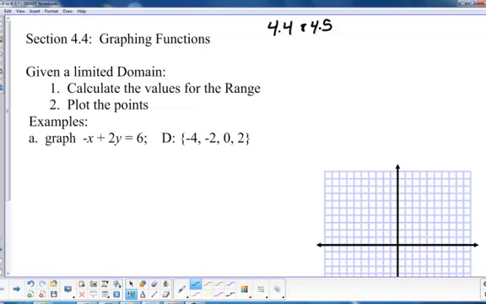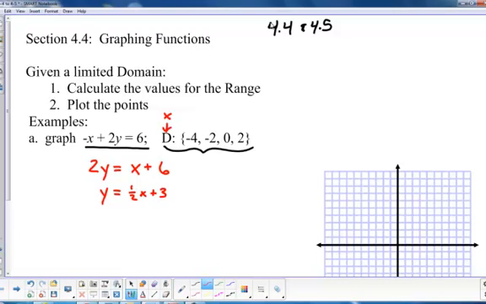So we're going to start here with this first equation. And if we're given a domain, that means only this set of numbers is what we're going to look at. So we're going to plug, remember domain is the x. We're going to plug those in for x and solve for y. Now this equation, to me, it's easier to solve for y by adding x and then dividing by 2. So it's 1/2 x plus 3. To me, that's easier to plug in.